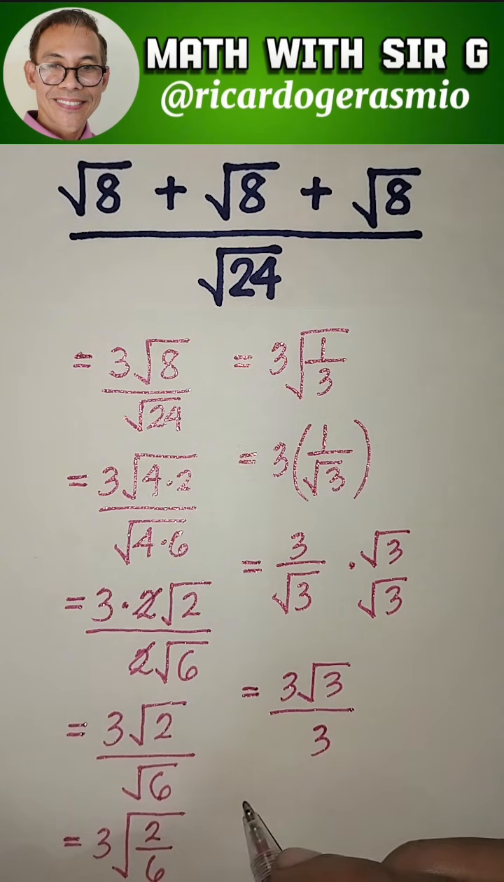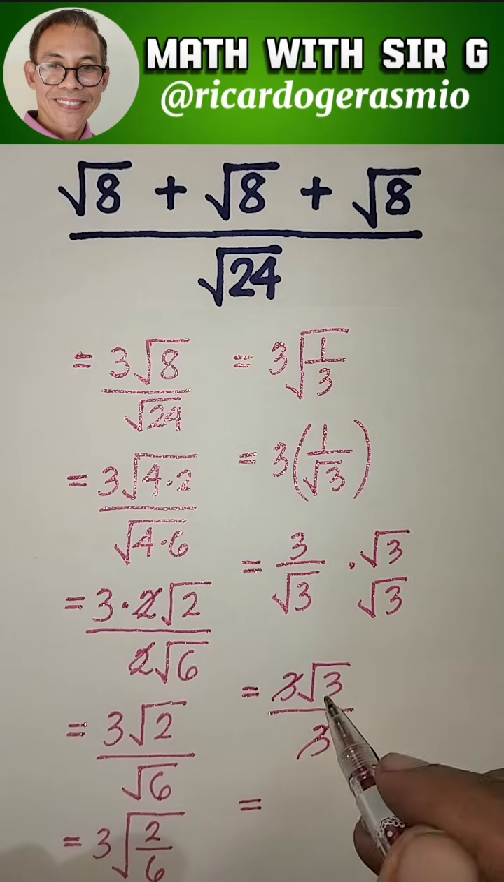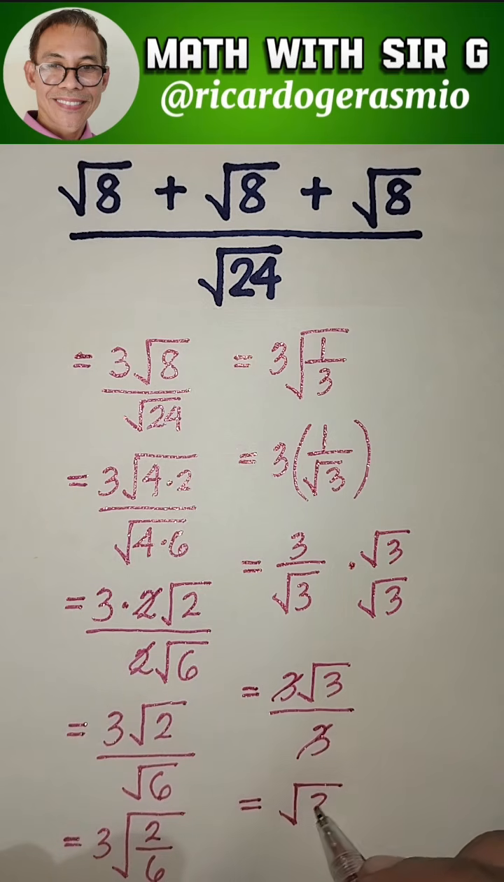Okay guys, so next let's divide. So 3 divided by 3 is 1. So cancel this and we will have square root of 3. So the final answer guys is square root of 3.